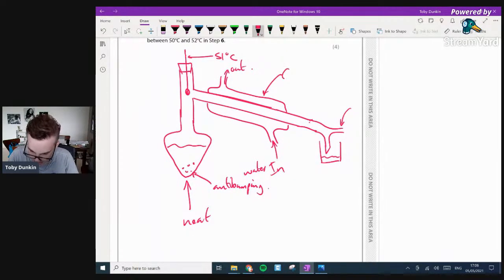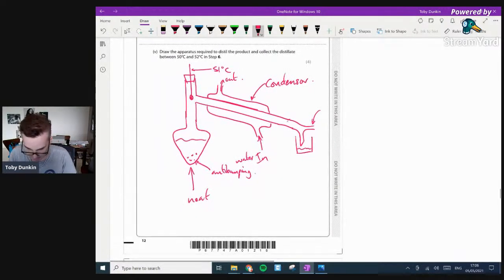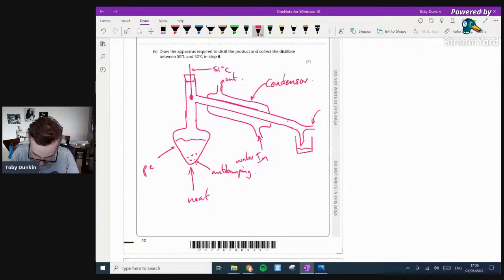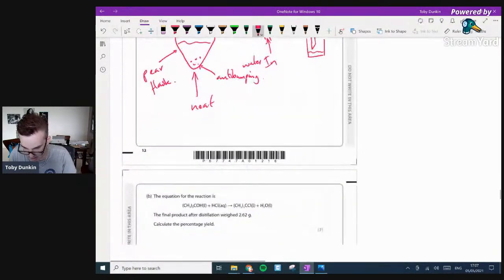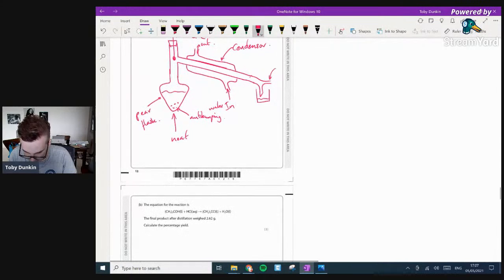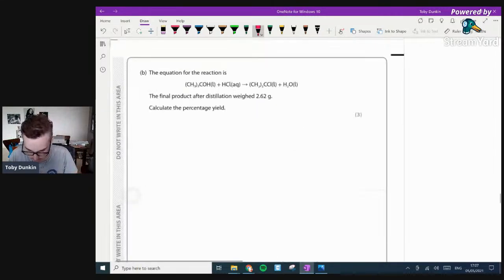I'm going to label this as the condenser. Yeah. Let's do pear flask. Why not? I like it. Next, I'll put pressure release tube. There we go, just lets any excess gas escape.